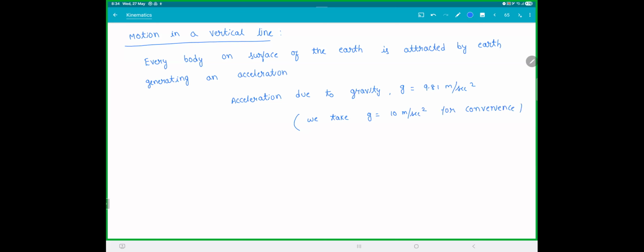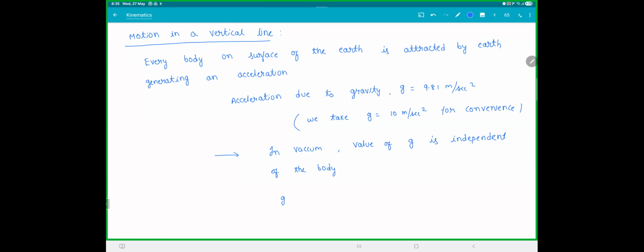Right? And this thing is independent of mass in vacuum. In vacuum, this is independent of mass. Means what? You take a coin, you take a feather, you take an elephant, you take anything, you throw it from a building, they all will have same acceleration. So any body on the Earth's surface will have same acceleration g.